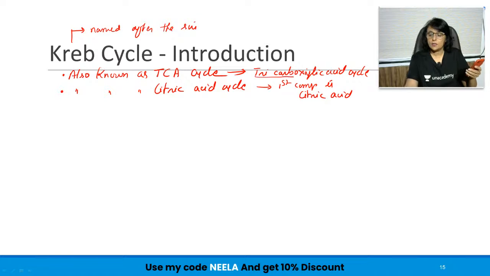Now, what is this tricarboxylic acid? What do you mean by tricarboxylic acid? That is the full form of TCA, but I want to know what is meant by that. Is it some kind of an acid which is produced? Is it some intermediate compound? What exactly is this?